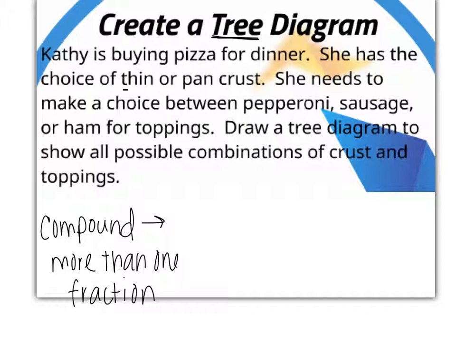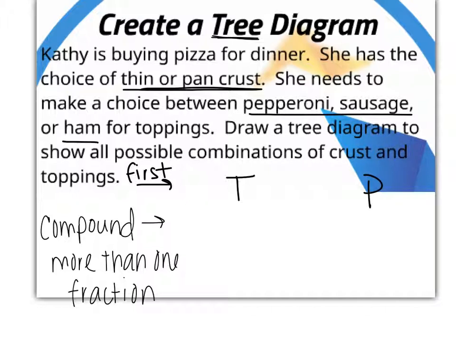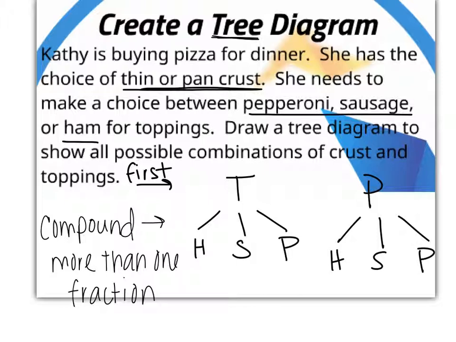So the first thing we start with is the type of crust. There's a thin crust and there is a pan crust. So now that you have those two types of pizzas, this is the first probability. It's the first outcome, the first event. Compound probability, on the other hand, deals with more than one. So the second set of events is all the toppings that we have. So we have 3 different toppings, ham, sausage, and pepperoni for the thin, but those also come over here, ham, sausage, and pepperoni. This right here is where the compound comes in.